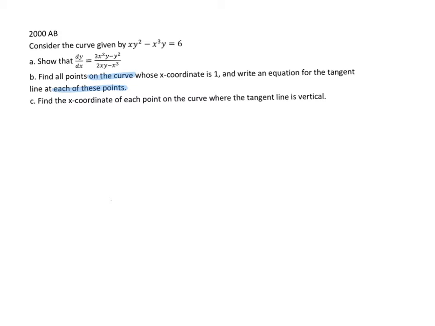So I'm going to go back and look at that original equation. I'm looking for points on the curve with an x-coordinate of 1. So I plug in 1 for x. And if I plug in 1 for x, this actually simplifies really nicely. So I'm trying to solve this because I want to know what the points are. And this factors pretty well.